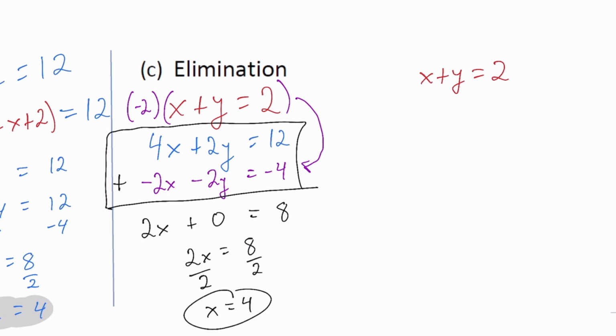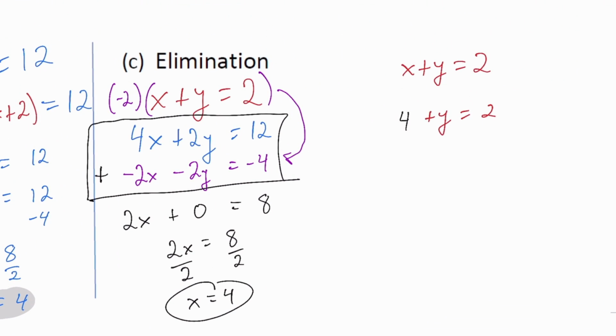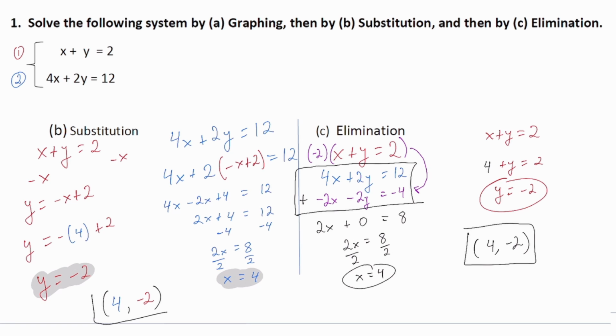I can substitute that 4 in. So I can take this 4, and I can substitute in for x here. So I'm going to get 4 plus y is equal to 2. And again, if I subtract 4 from both sides, I'm going to get y is equal to negative 2. So I still get my same solution of 4, negative 2. So in all three versions of solving this, graphing, substitution, and elimination, I should get the same results.